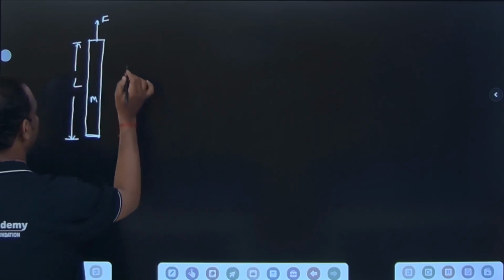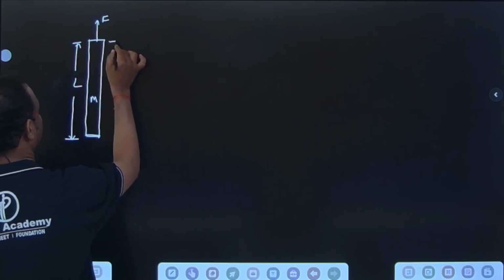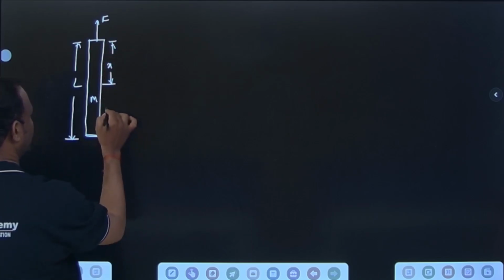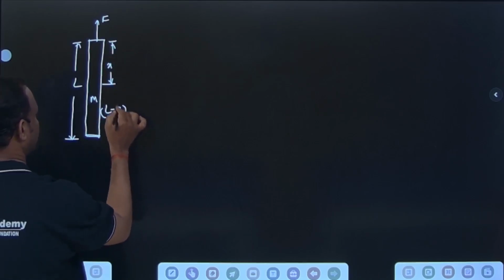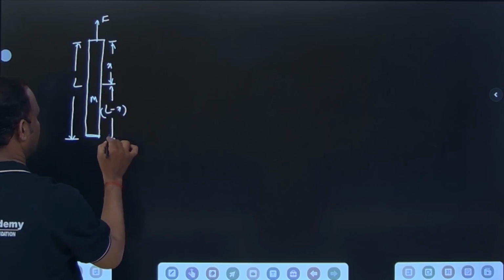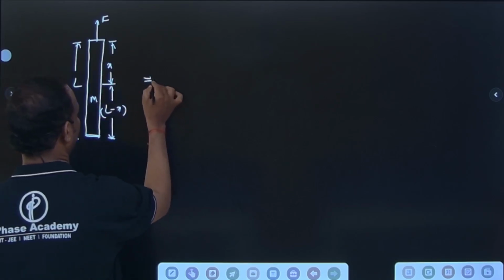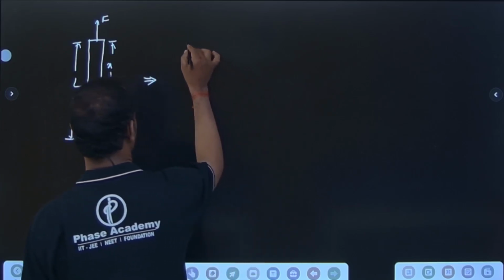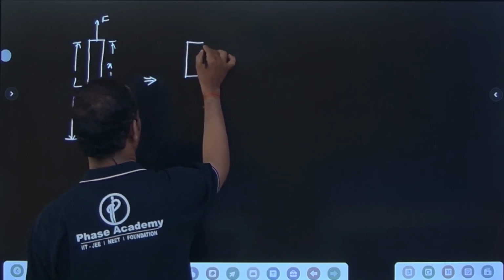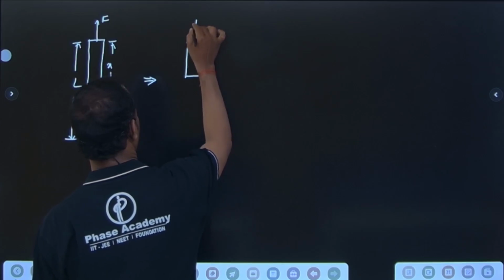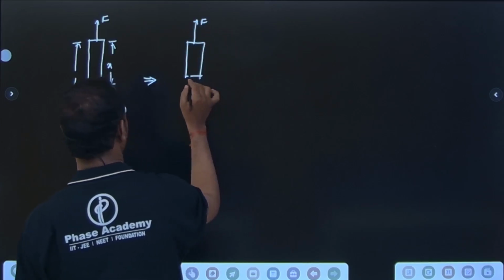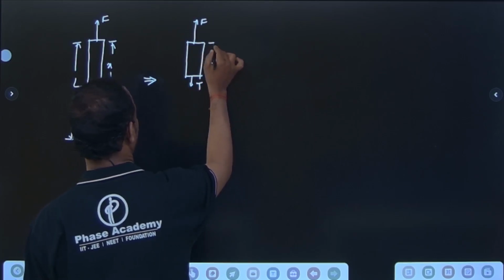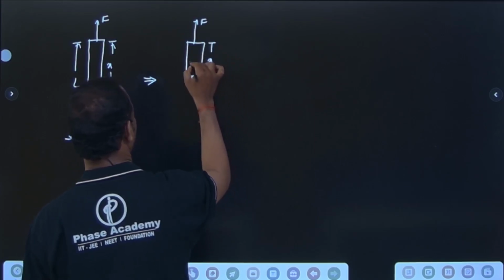Sir, where do you want to find it? For example, I want to find it at a distance x. This is the x, so the remaining part is L minus x. Now draw its free body diagram. How should I go about this? First, divide it into one block like this. The applied force is capital F. At this point there is tension T, and the length is x.